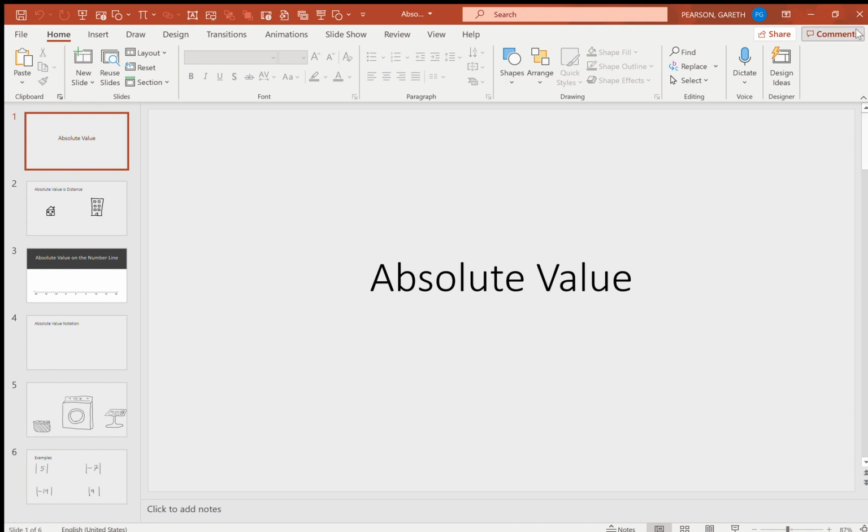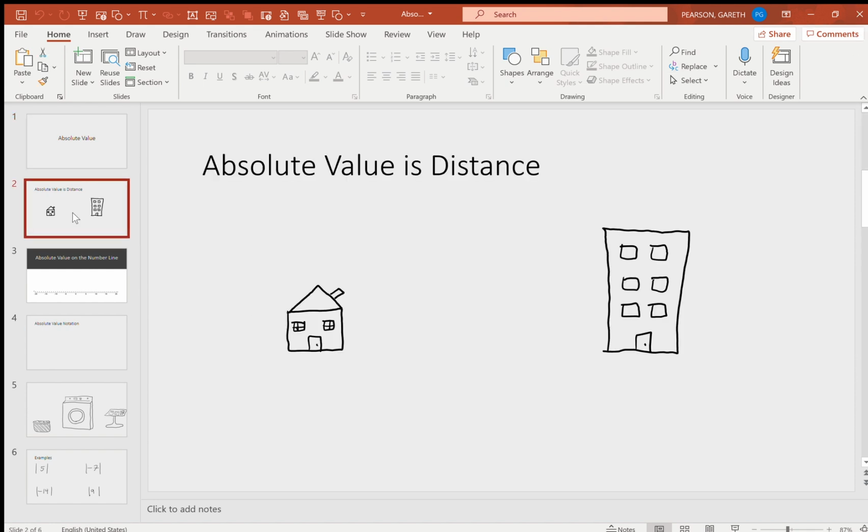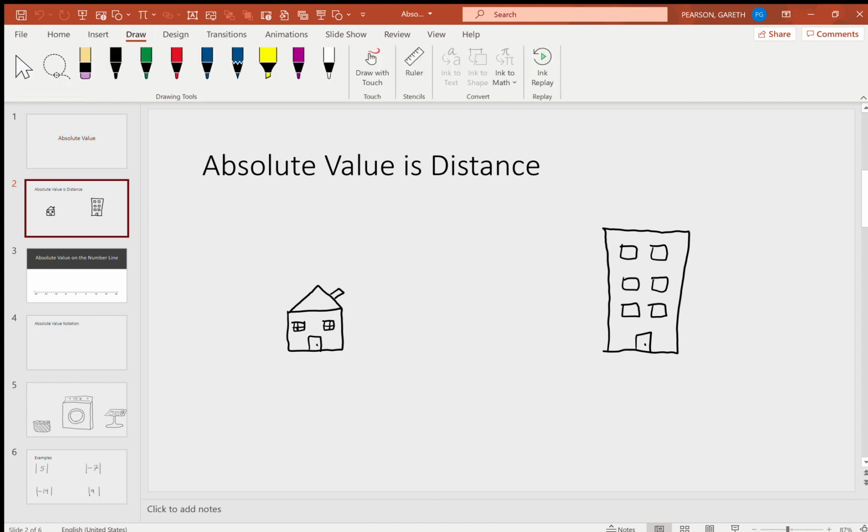Well, what is absolute value? Absolute value is distance. That's pretty much it. So let's say you wake up in the morning, you stretch, you get out of bed, and now it's time to go to work. So you're going to walk to work. Now let's say you walk 5 miles to work. Well, absolute value is distance. The absolute value of what you just walked is 5. You walked 5 miles. The distance you walked is 5.